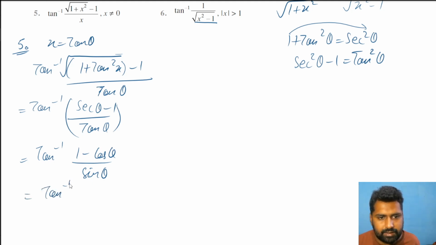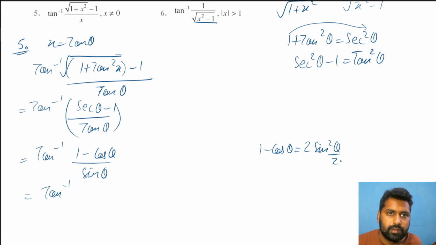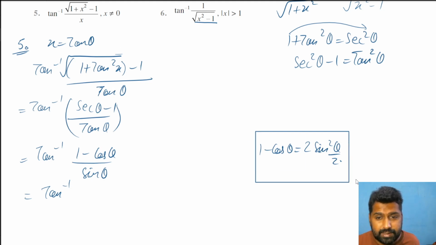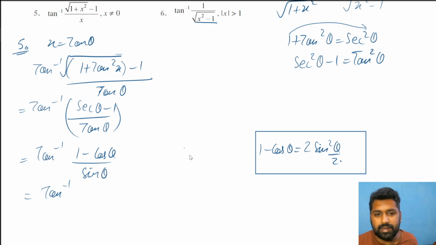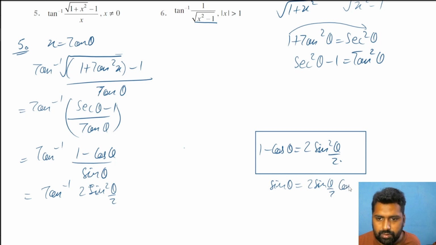So it becomes tan inverse of 1 minus cos theta upon sine theta. Now you have to use the property of trigo again. What is 1 minus cos theta? 2 sine square theta by 2. Half angle properties. I told you that this particular 1 minus cos, 1 plus cos is very important. And sine theta, if I'm breaking 1 minus cos theta in half, 2 sine square theta by 2, I have to break sine theta also in half, so that becomes 2 sine theta by 2 cos theta by 2.